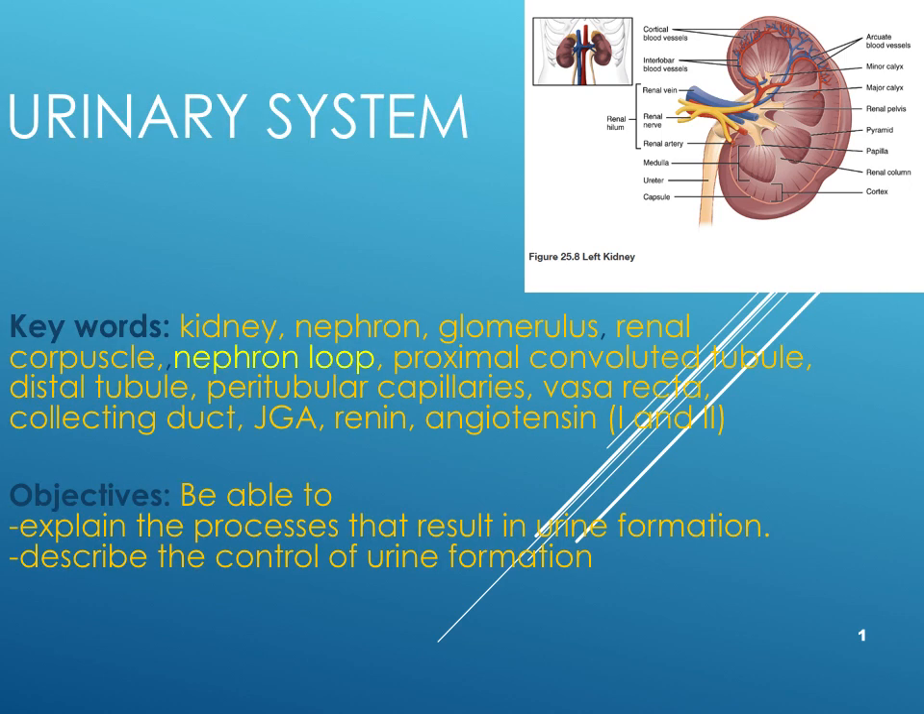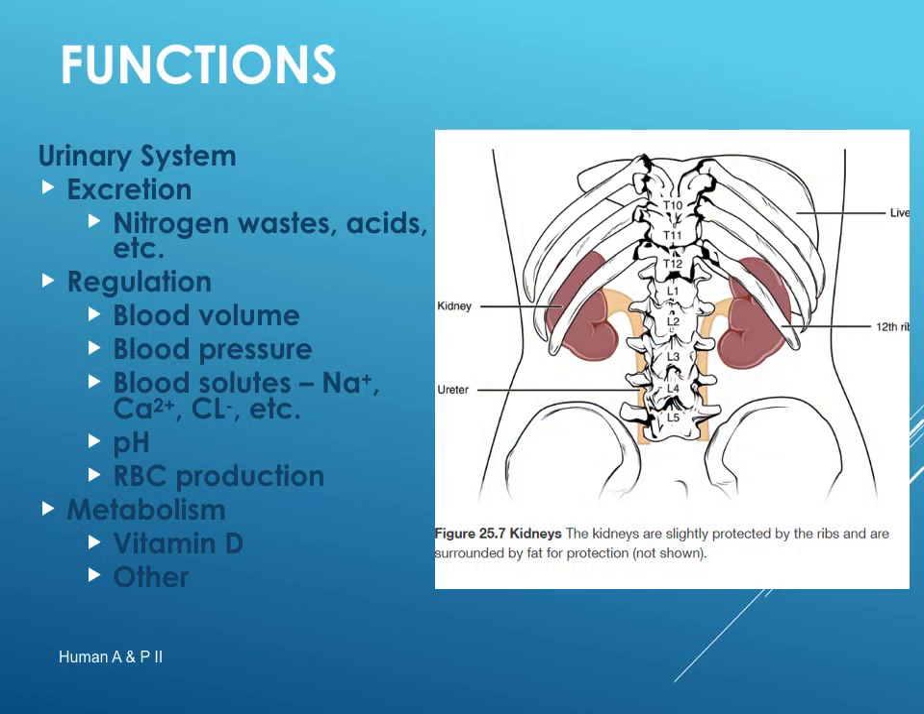Okay, so this is a program on urine formation. I'm going to talk more about the structures of the nephron, the glomerulus, the corpuscle or the capsule around the nephron, the proximal and distal convoluted tubules, and then the capillaries and things like that. We're also going to talk a little bit about the control of urine formation. So, just a quick review.